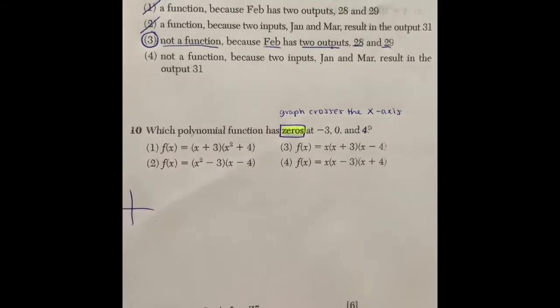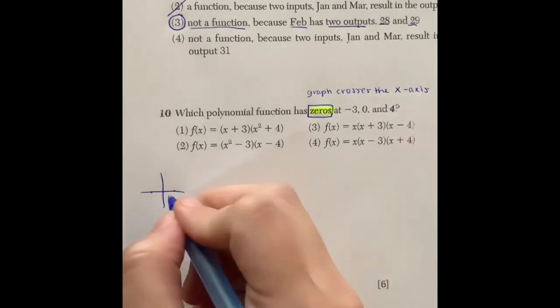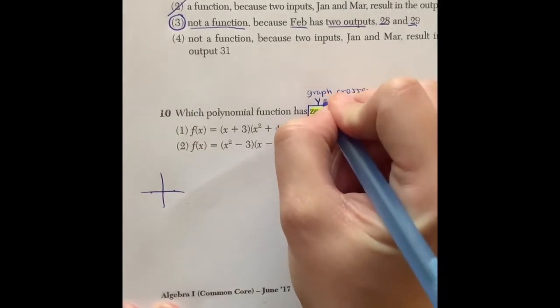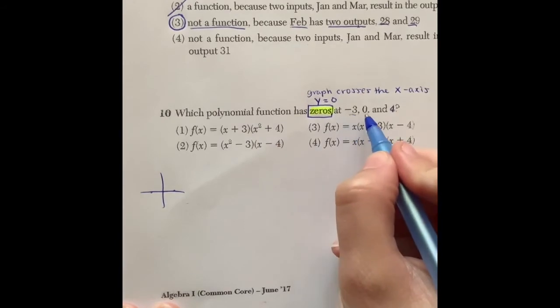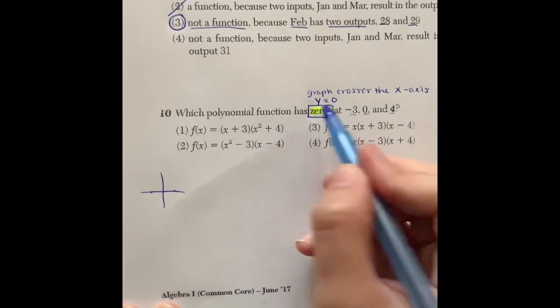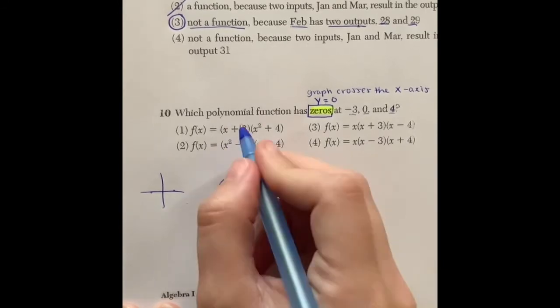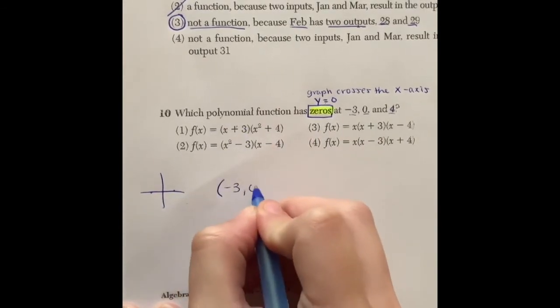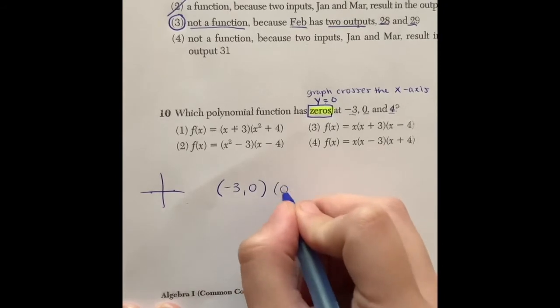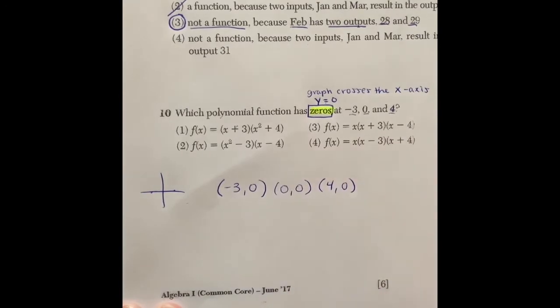So if I'm talking about a coordinate plane, it's where it crosses this x-axis. When it crosses the x-axis, I know that y equals 0. So this -3, this 0, and this 4 are really my x values, and 0 is my y value. So the easiest way to do this is to go into the calculator, and look for whichever equation has -3, 0 as a point, 0, 0 as a point, and 4, 0 as a point. So again, the y's are zeros, the x's are -3, 0, and 4.